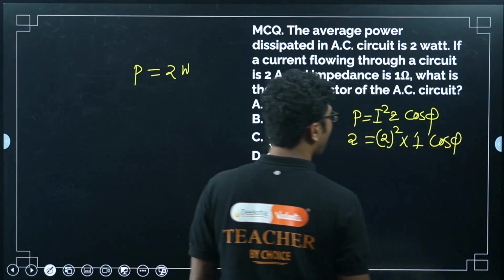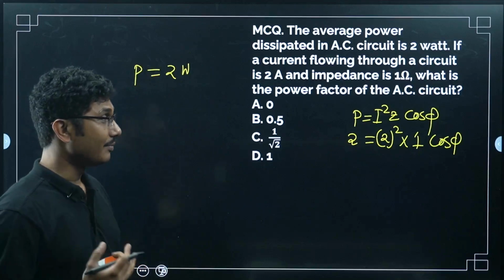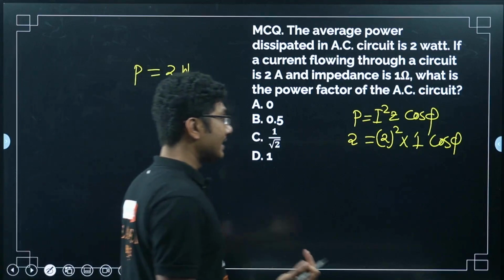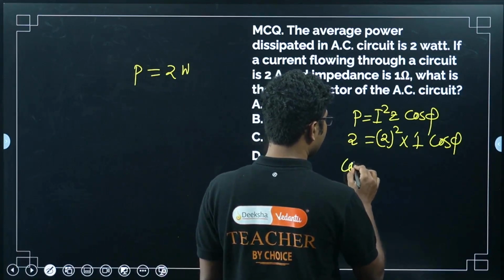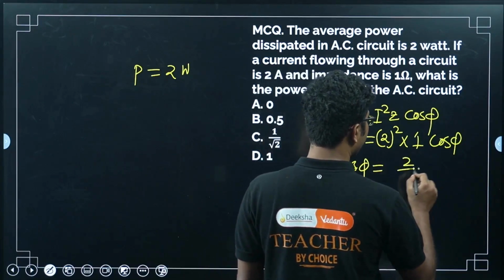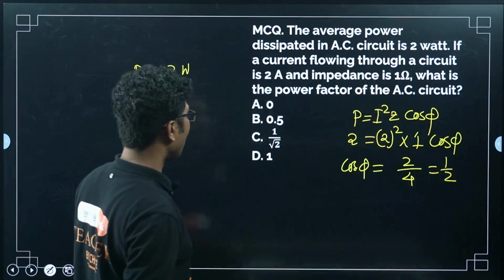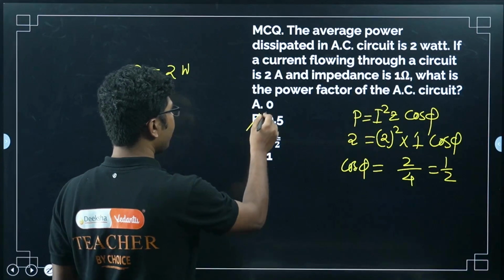Cos phi is called power factor because based on the value of cos phi, the power in the circuit changes, right? So that's why cos phi is called power factor. So it is basically 2 divided by 4, that is 1 by 2. So power factor is 1 by 2, that is 0.5.